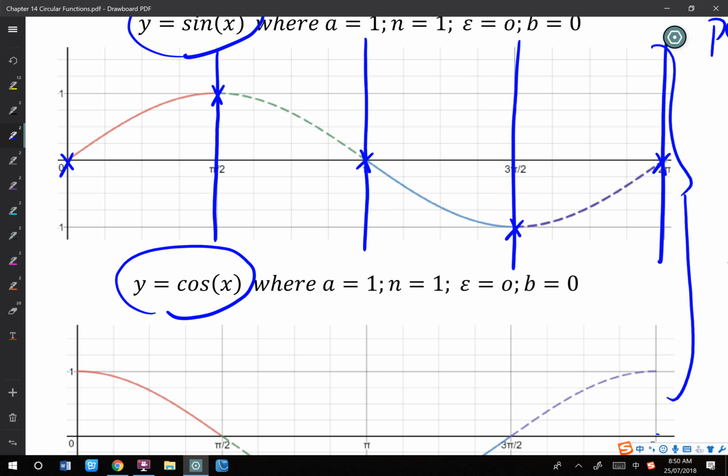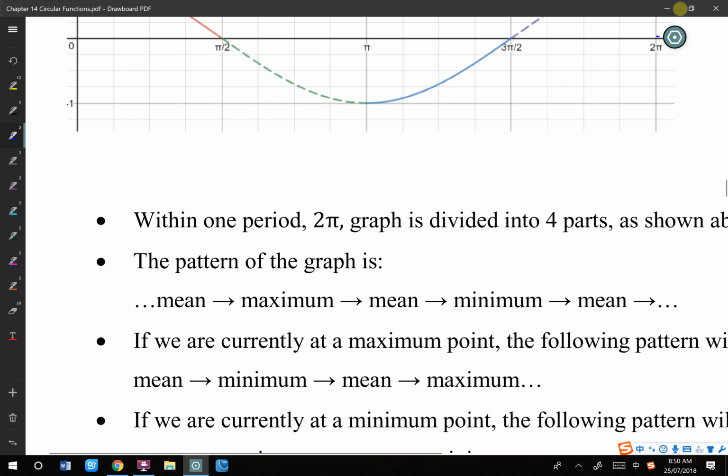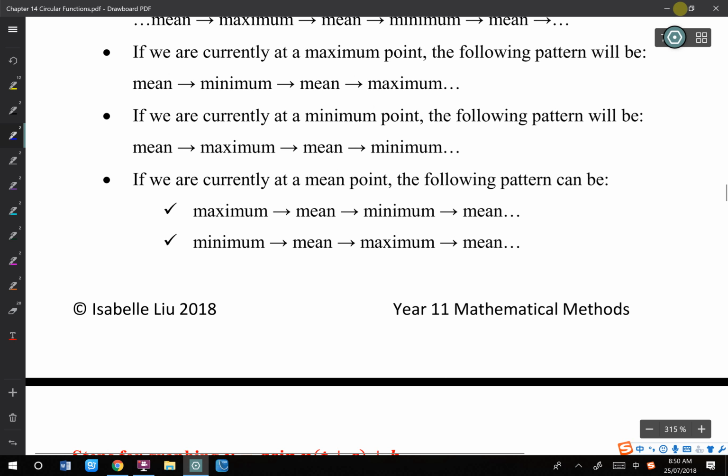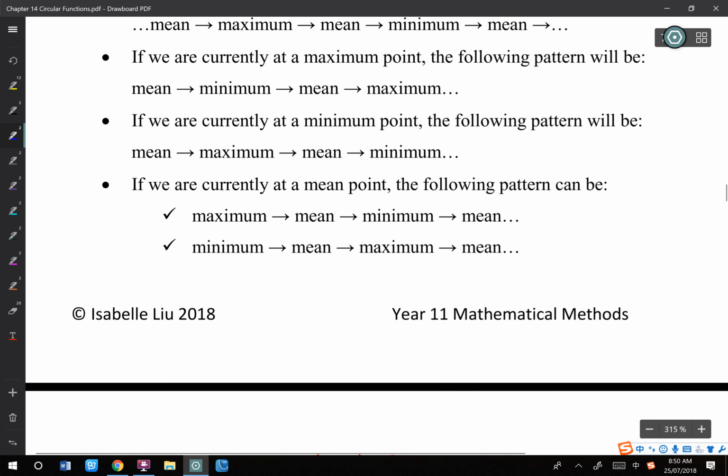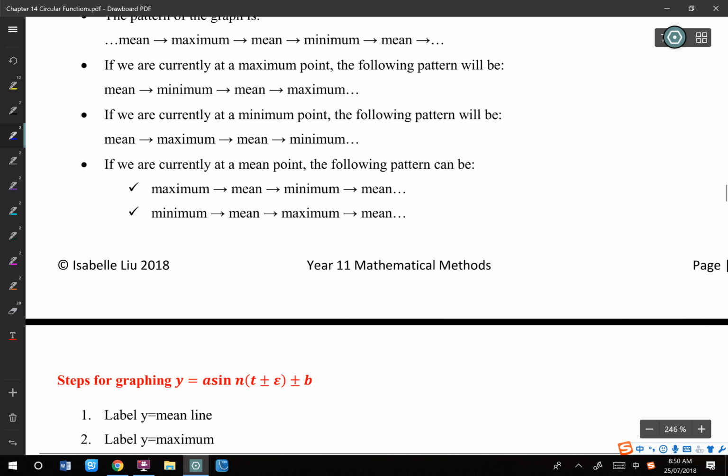But if I just randomly find the middle point, I can't predict. So the key point to sketch a sine and a cosine graph is to find either a maximum point or a minimum point on the graph. After we find that, everything is solved. So find a max or a minimum graph point. That's the whole paragraph of what I'm talking about here.